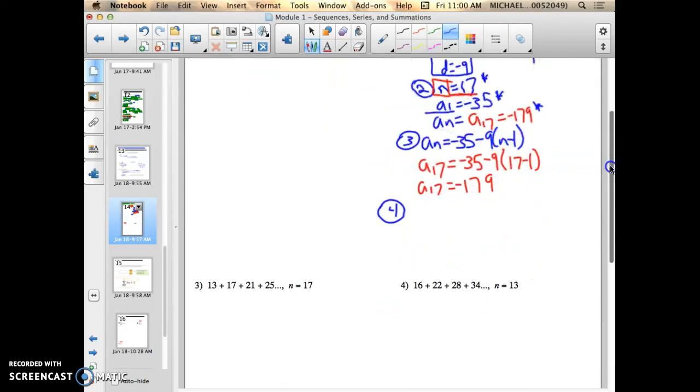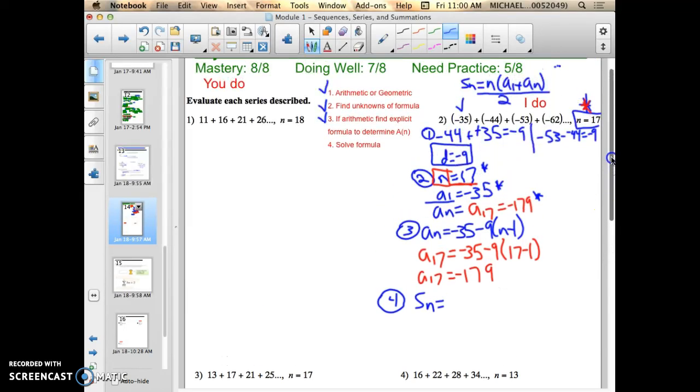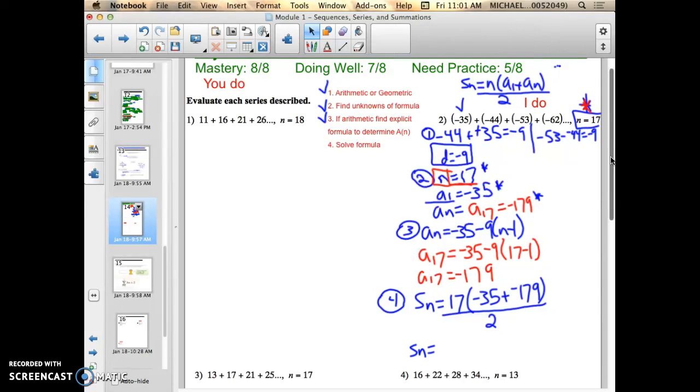So I'm going to put S of n equals n, which in this case is 17, times my a sub 1, which is negative 35, plus my a sub n, which I found from my explicit formula is negative 179. All of that is divided by 2. So S of n is going to equal, let me input all that into my calculator.